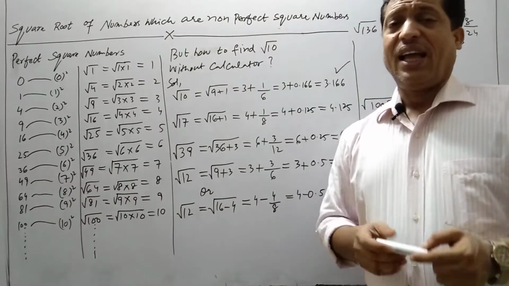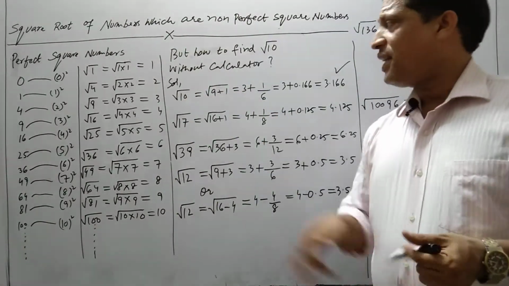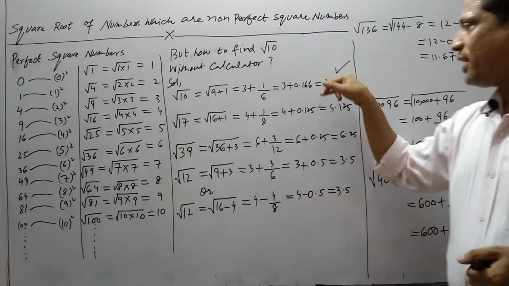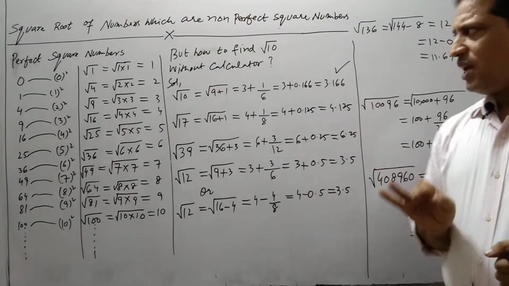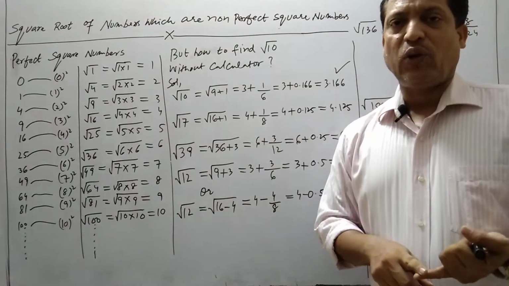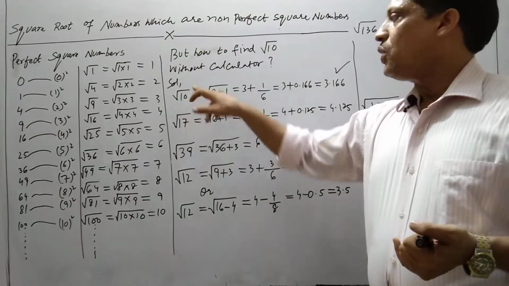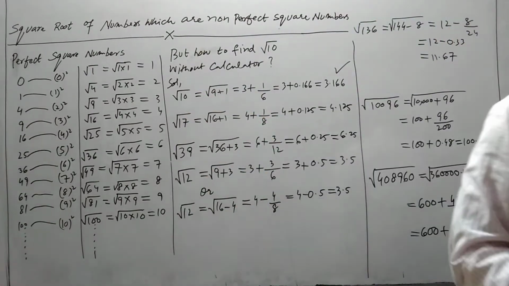You can verify by using a calculator. If you find the square root of 10, you will also get 3.166. Maximum 10 to 15 seconds are required to get the solution of the square root of 10.